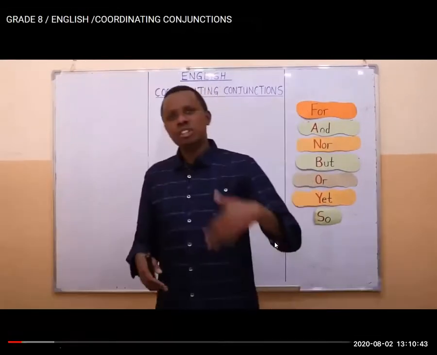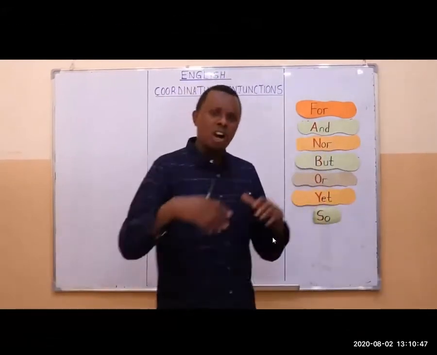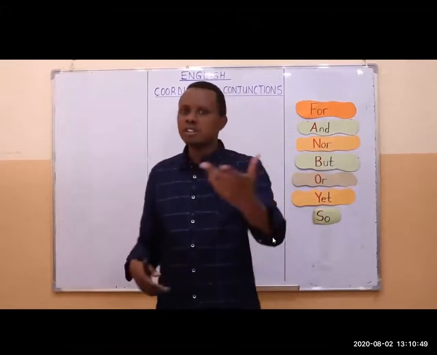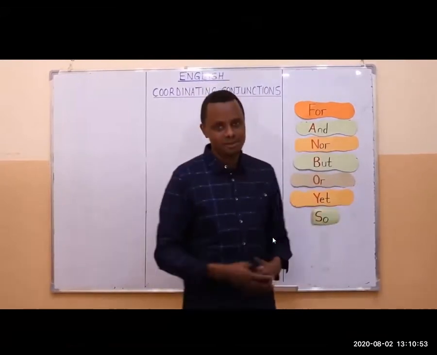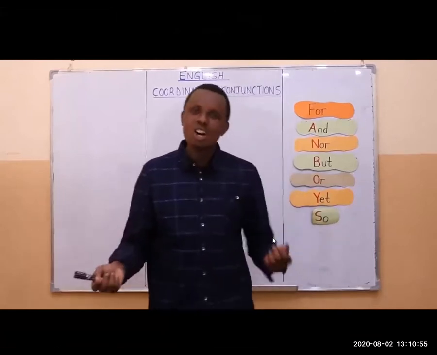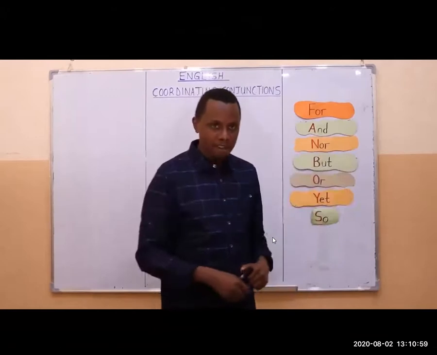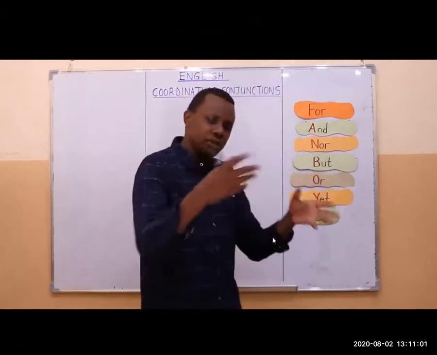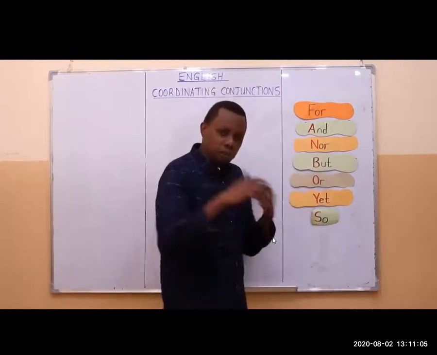A conjunction is a word that connects parts of a sentence. So a conjunction can connect words, it can connect phrases, and it can connect clauses. Which brings me to the question, what is the difference between a clause and a phrase? Before we go to the difference between a clause and a phrase, let us look at what is similar between the two.